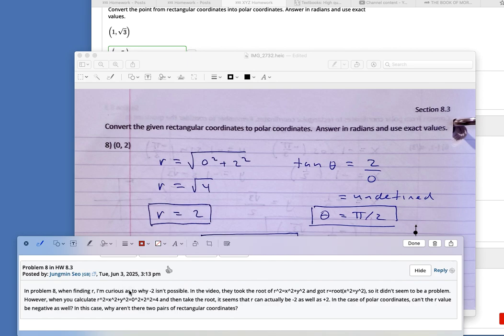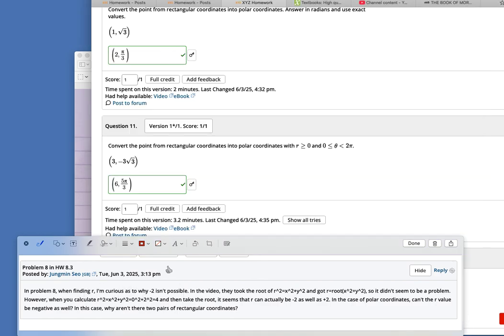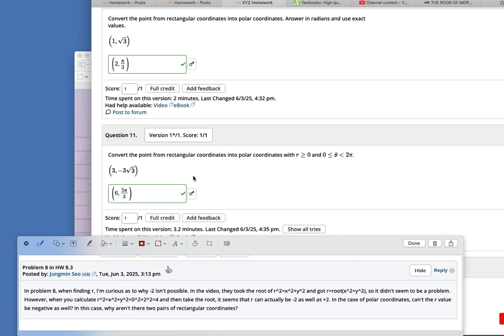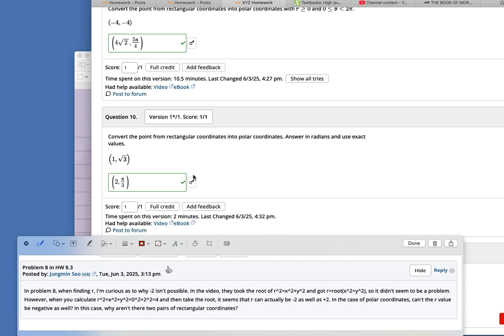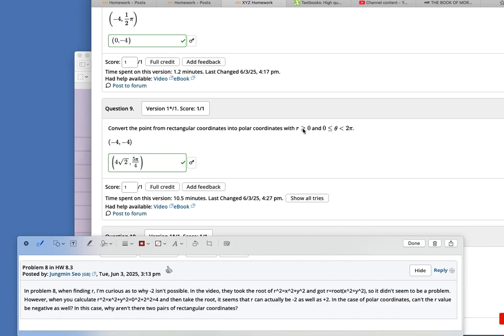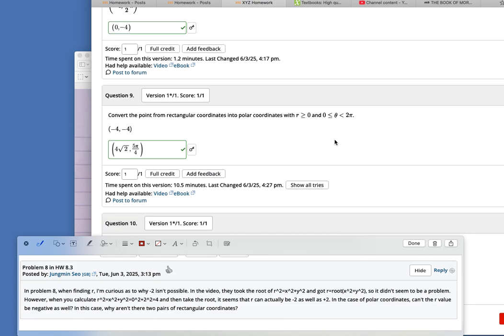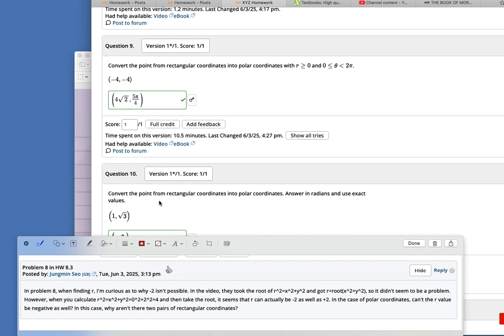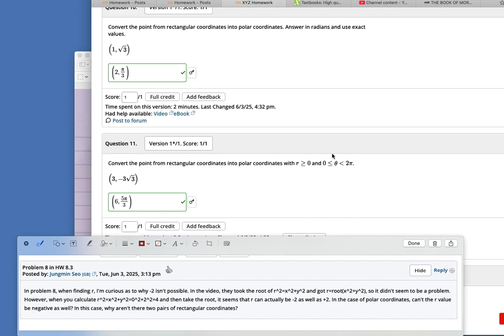Message. And so, yeah, I went back and looked at the homework, and I copied the directions off of the only one of these questions that didn't include the conditions. The r had to be greater than or equal to zero, and theta between 0 and 2 pi. And so, assuming those conditions, then the single answer makes more sense.